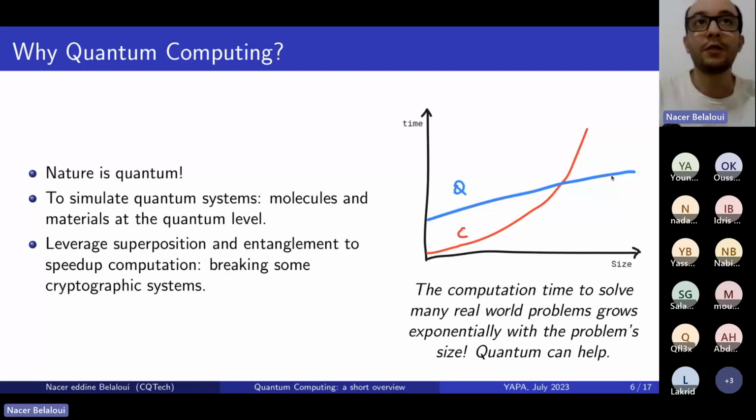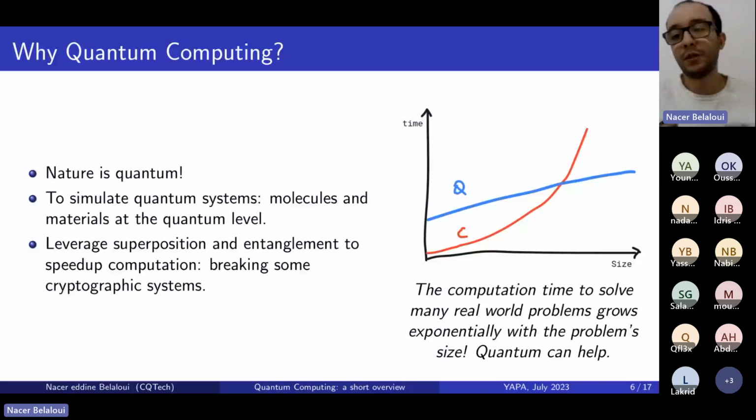So the first answer was that nature is quantum, so we need quantum computers. The second answer is more practical. We need to simulate quantum systems in real life, for example molecules and materials at the quantum level. By molecules, I mean big molecules. Take, for example, a protein. You can simulate it classically, but it would take millions of years for your simulation to be done.